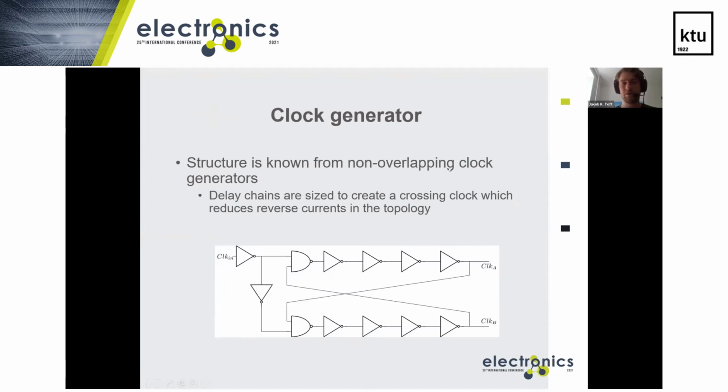The clock generator is based on a structure known from 911 clock generators, but in this implementation, the delay chains are sized to create a crossing clock, where the clocks A and B cross the mid supply. This reduces the amount of reverse currents in the topology. Normally in literature, people refer to using a non-overlapping clock, but using a non-overlapping clock results in a lower voltage gain.